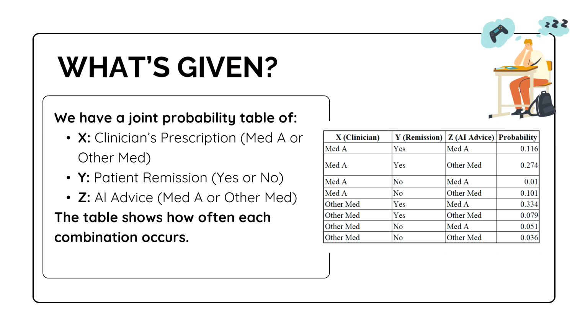Each row in this table shows a combination of those 3 variables and the probability of that combination happening. For example, the first row shows the probability that the clinician prescribed med A, the patient achieved remission, and the AI also recommended med A. That is probability 0.116. We'll use the table to calculate how often certain patterns occur and answer the rest of the questions step by step.